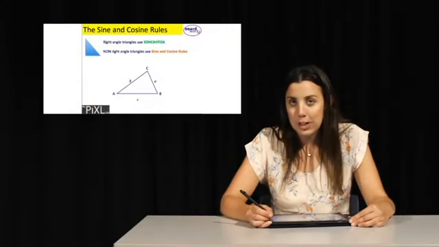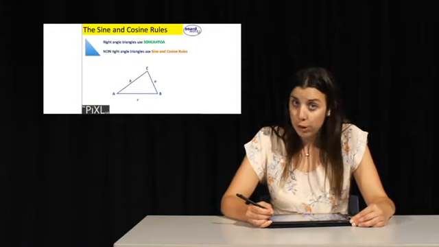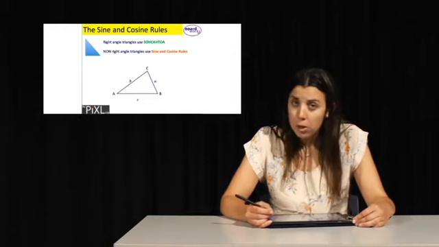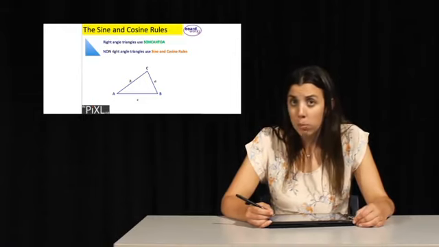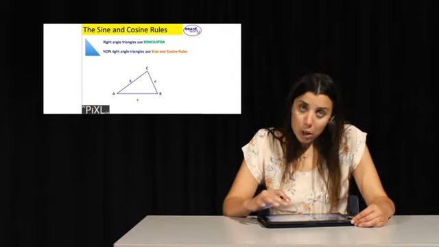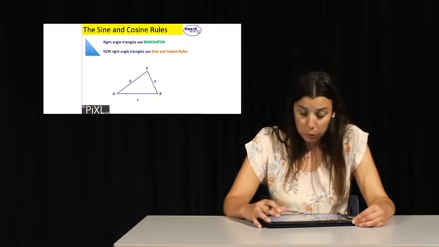The next section we're going to look at together is the sine and cosine rule. This is an extension of trigonometry. You would have met at B grade SOHCAHTOA. SOHCAHTOA is used when solving problems involving right-angled triangles. Sine and cosine rules can be applied when we are given non-right-angled triangles.